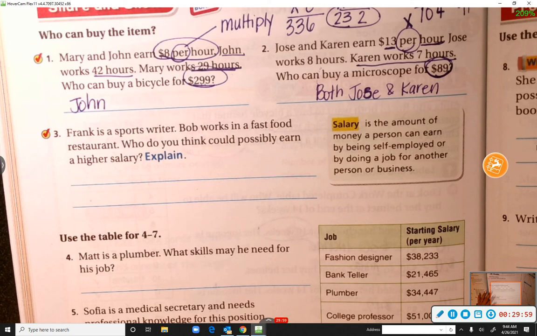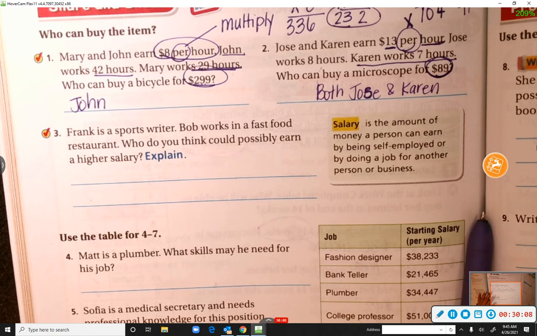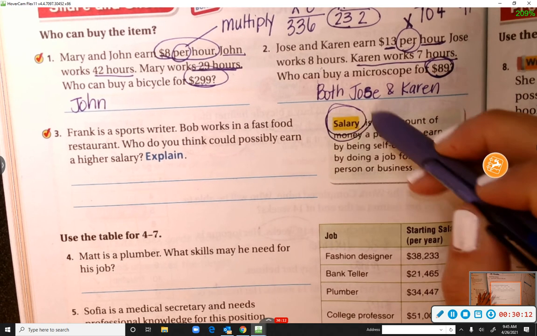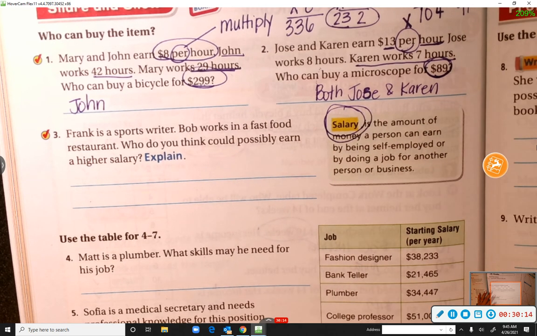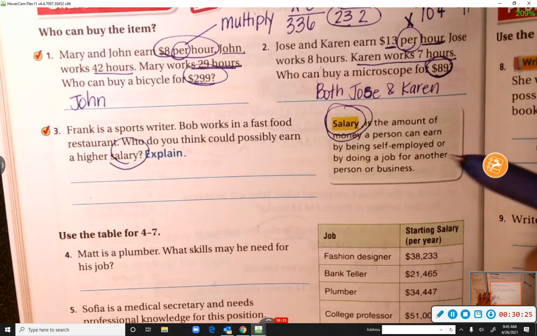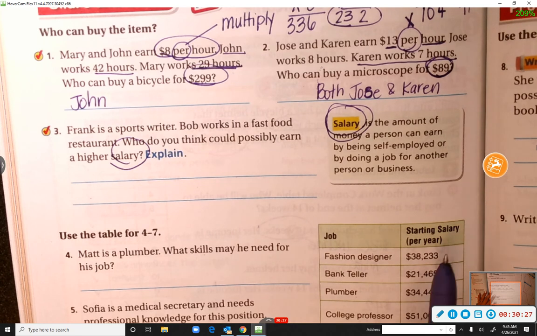Okay? It says Frank is a sports writer. Bob works in a fast food restaurant. Who do you think could possibly earn a higher salary? Salary means what? Salary means the amount of money a person can earn by being self-employed or doing a job for another person. Okay, so salary is the amount of money you can earn.